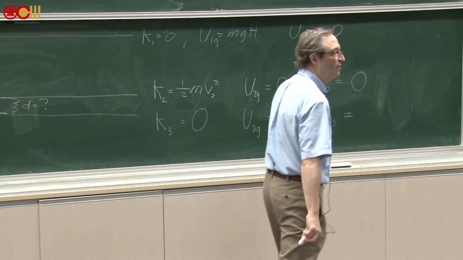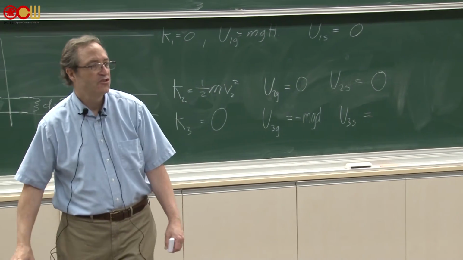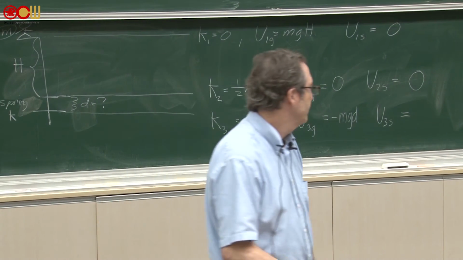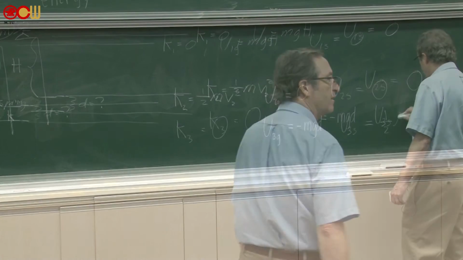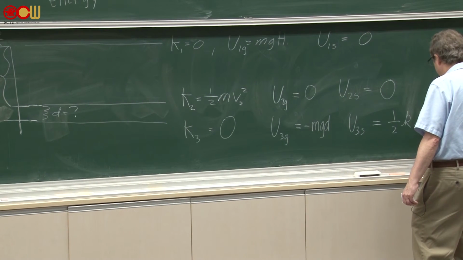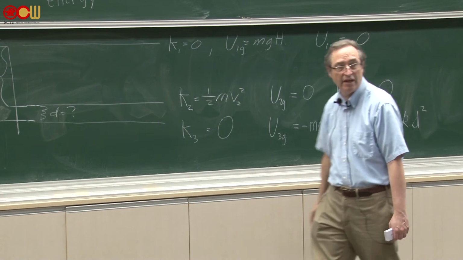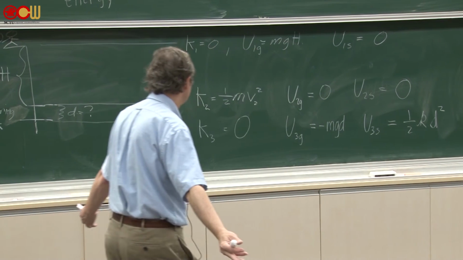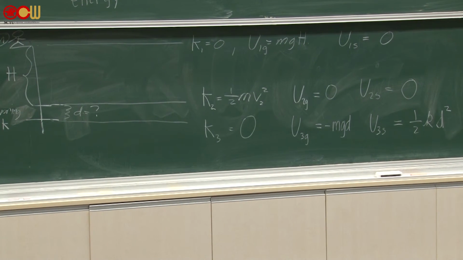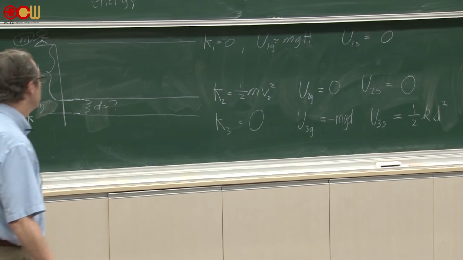All right, and what about the spring potential energy? What is that equal to? All right, so what is the spring potential energy equal to? What do you think? 1/2 K d squared. Okay, so that's it. All right, so we have all those. Now we can do various things.